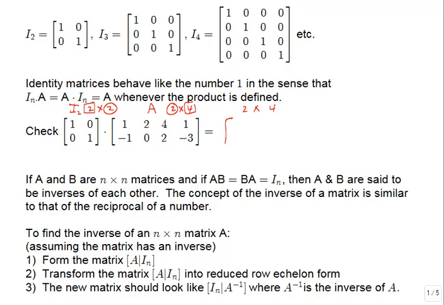Now, the way that you get this is by taking the first row times the first column, and we do the first element in the first row times the first element in the first column plus the second element in the first row times the second element in the first column. So 1 times 1 would be 1, plus 0 times negative 1 will go to 0. So this is just 1 plus 0, so it stays 1.